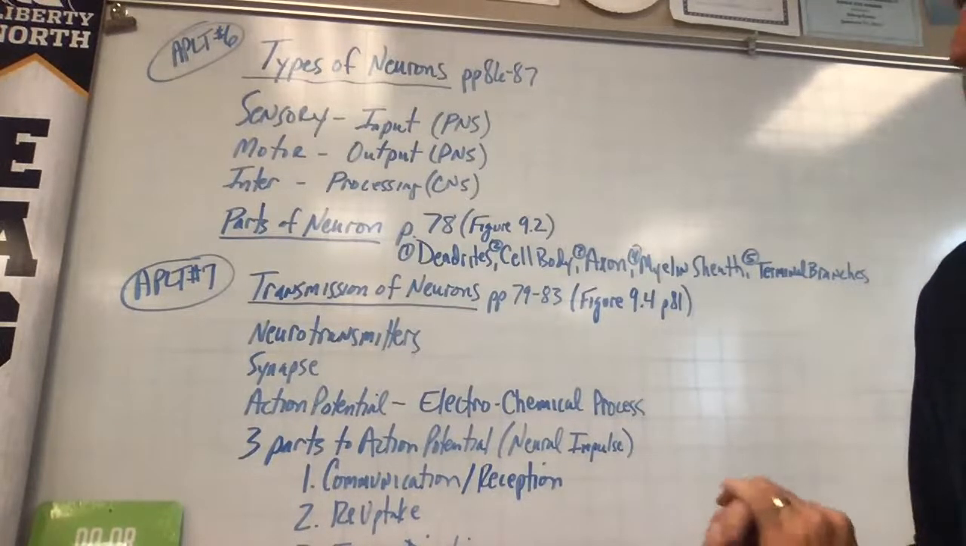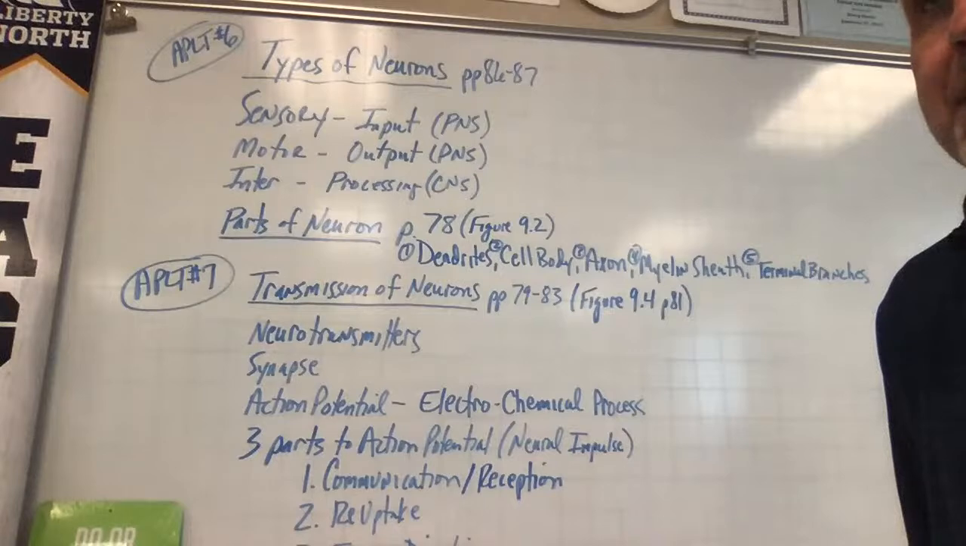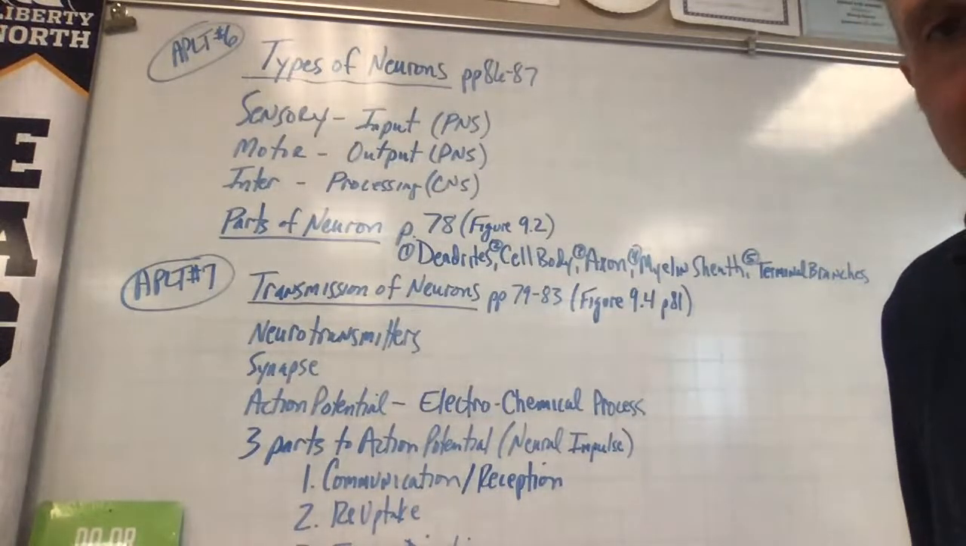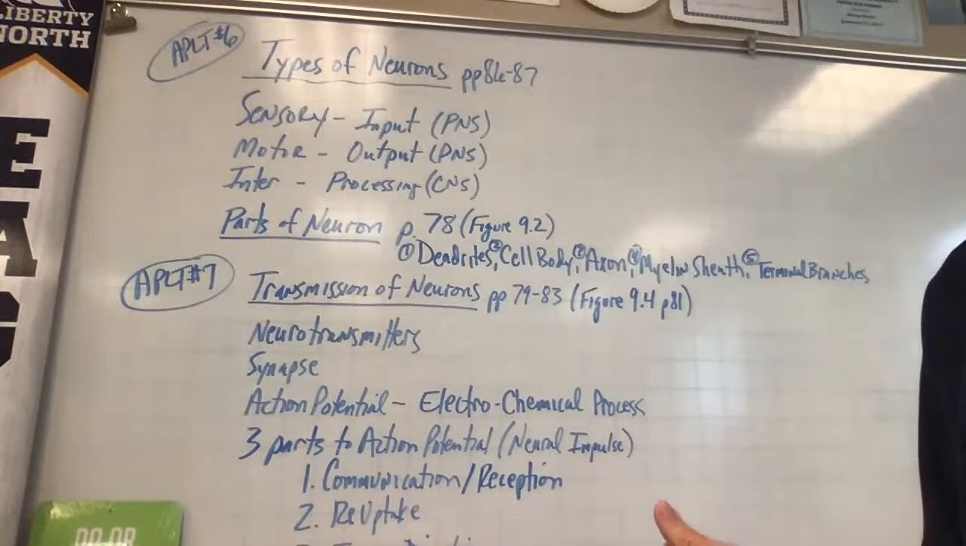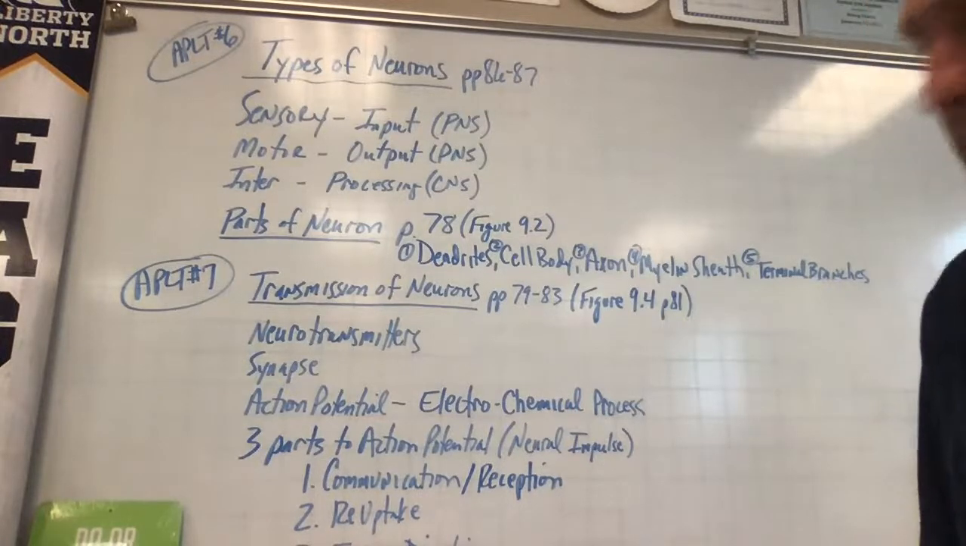Now, it happens in milliseconds, and we'll do a relay race between classes Thursday and Friday, and we'll show how fast this happens. My endocrine system is not built for speed, but my nervous system is built for speed. And this happens very, very quickly.